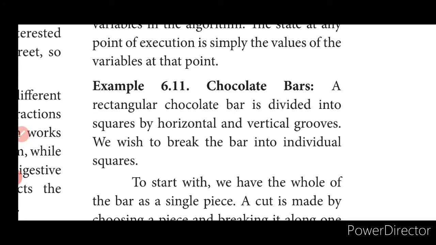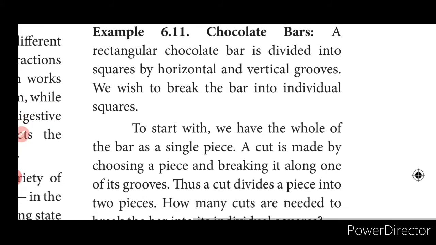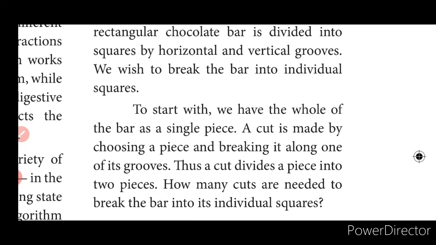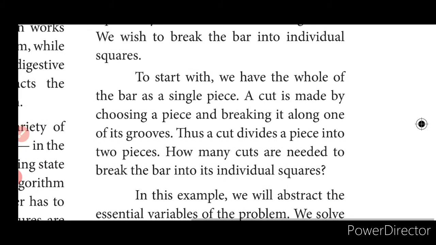Chocolate bars. A chocolate bar is divided into squares by horizontal and vertical grooves. We wish to break the bar into individual squares. To start with, we have the whole bar as a single piece. A cut is made by choosing a piece and breaking it along one of its grooves. Thus, a cut divides a piece into two pieces. How many cuts are needed to break the bar into individual squares?